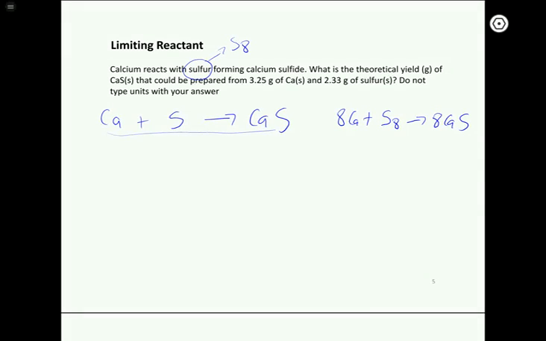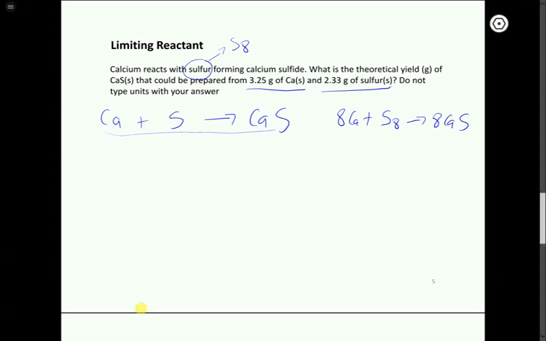Okay, so what is the theoretical yield of calcium sulfide that could be prepared from 3.25 grams of calcium and 2.33 grams of sulfur? So we have masses of two reactants, so we need to figure out which one is the limiting reactant. So remember that the way we do this is we first convert them into moles, and then we divide by the coefficient to get what's called the stoichiometric ratio.